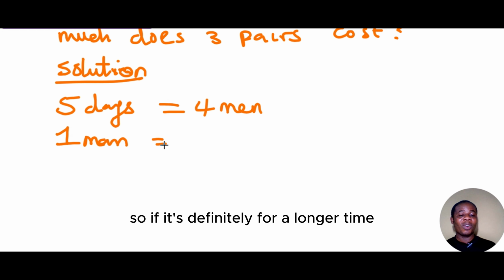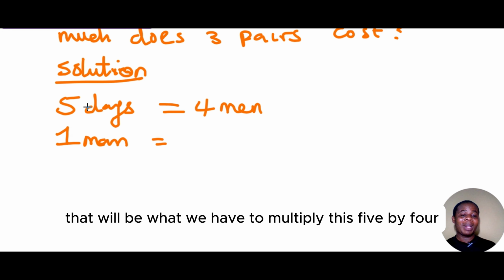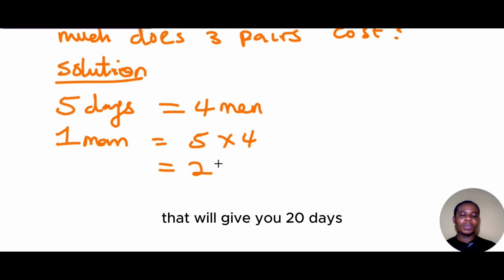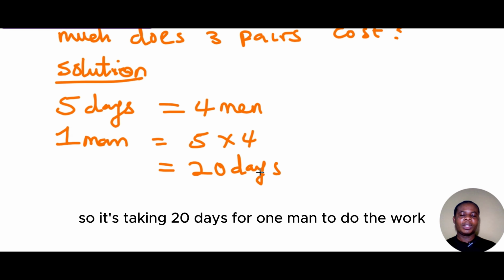So if it's definitely for a longer time, that will be what we have to multiply this 5 by 4, and that is 5 times 4. That will give you 20 days. So it's taking 20 days for one man to do the work.